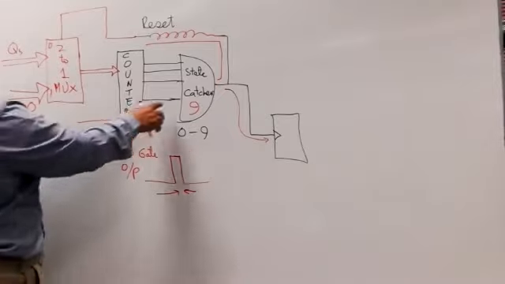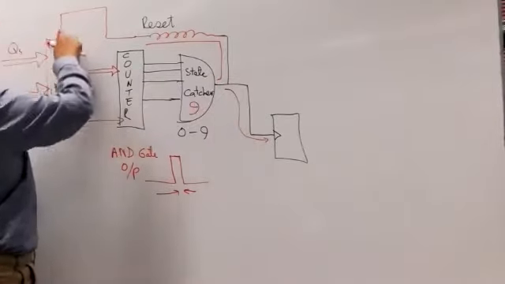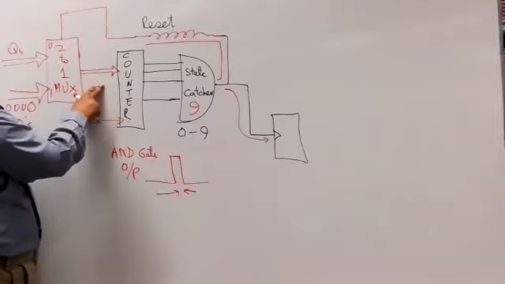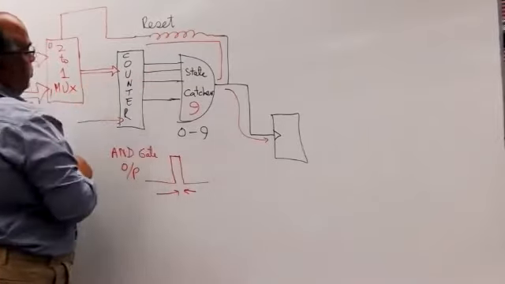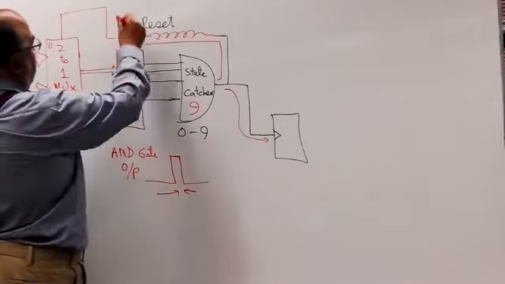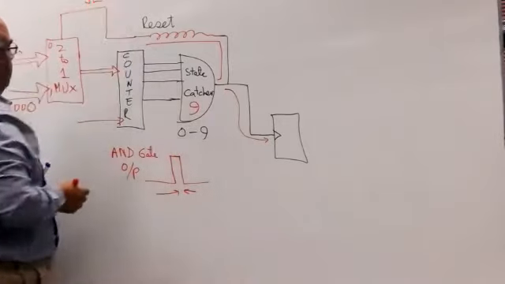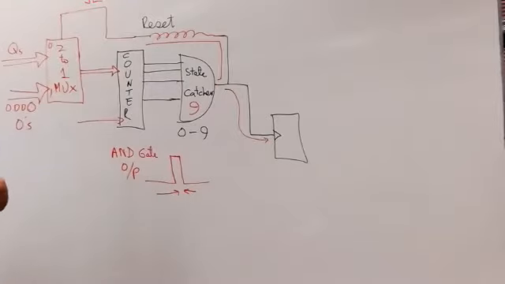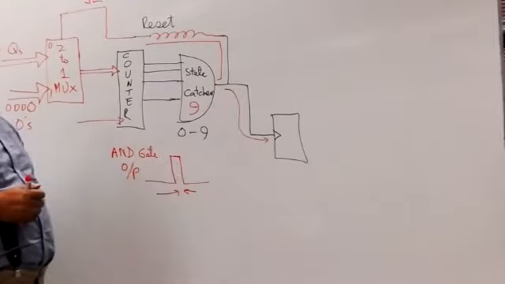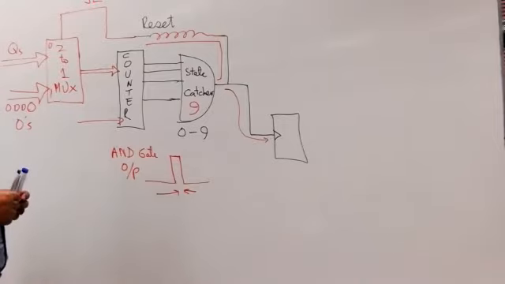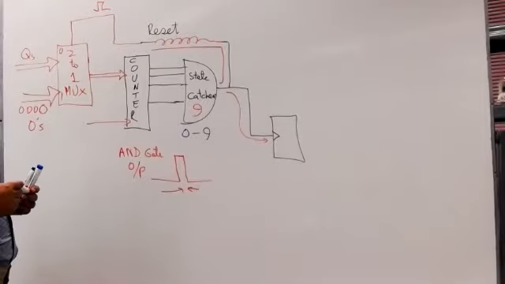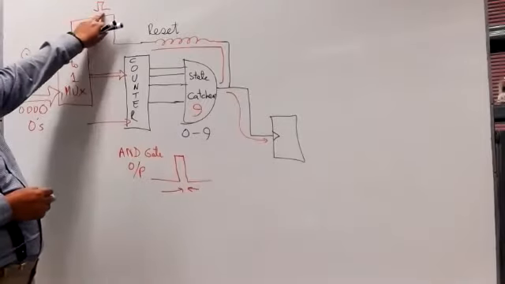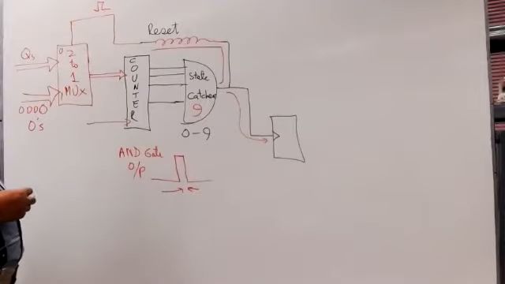So when 9 appears, this output becomes 1 and 0s appear over here. On the next clock pulse, these 0s clock into this counter. So this output stays for a complete 1 clock cycle. So it's not just a small little glitch, a very short-lived pulse. It's not like that. It's a complete, proper clock-sized pulse, and that is how they are actually designed.